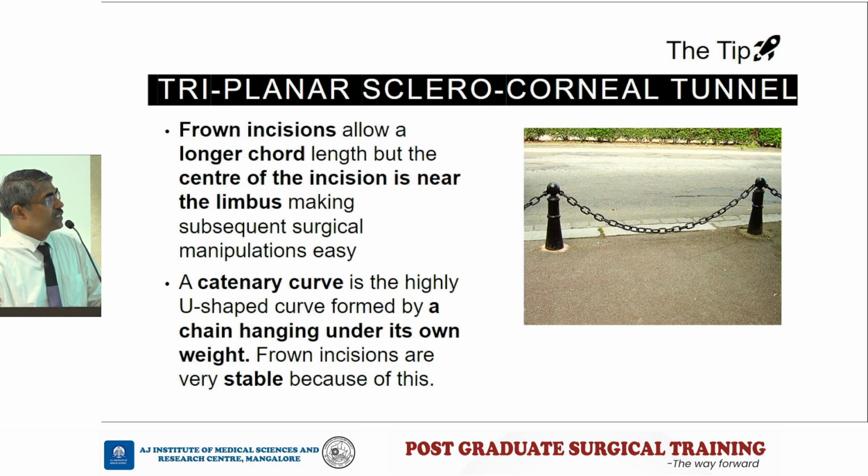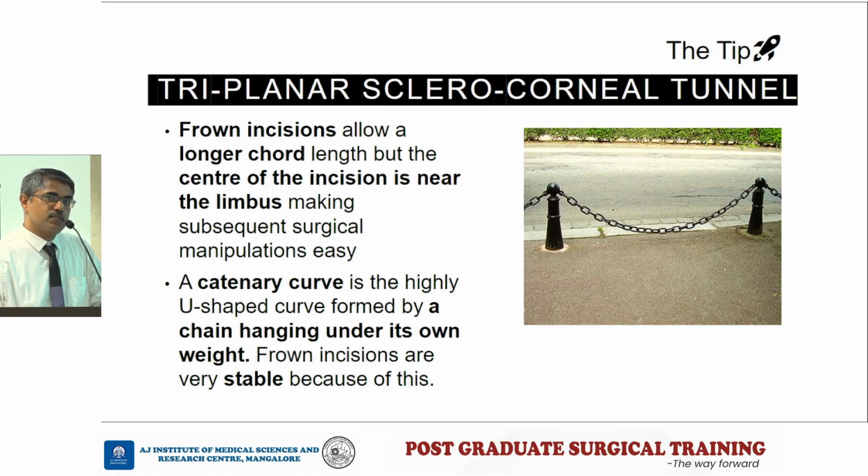Then you have to think about why the frown incision is such a good incision. It is something like a hanging chain, that's a very stable structure, which is the shape taken by a chain. It's called a catenary curve. So like a suspension bridge. So basically when you create a frown incision, you're creating a very stable kind of geometry, which makes the wound very stable. So that's why I aim for a frown.